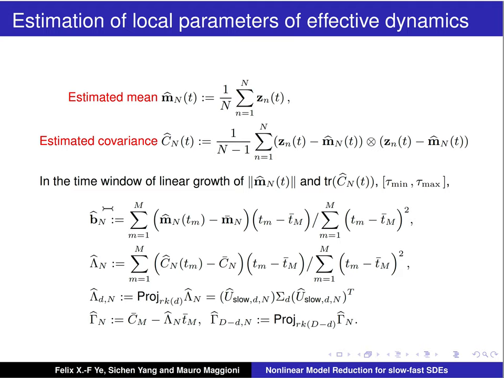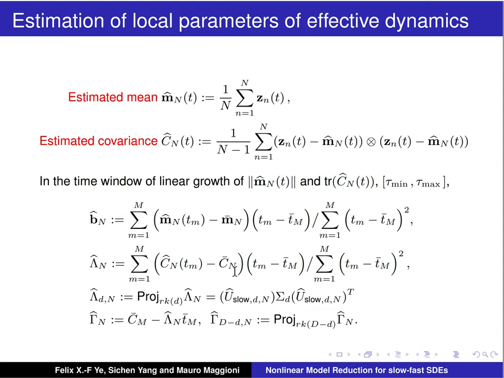So this is the way to find the drift and diffusion, by finding the slopes of these two linear models. However, this lambda n hat is not really low dimensional. It's almost low dimensional, almost like rank d. But we still need to strictly enforce that.